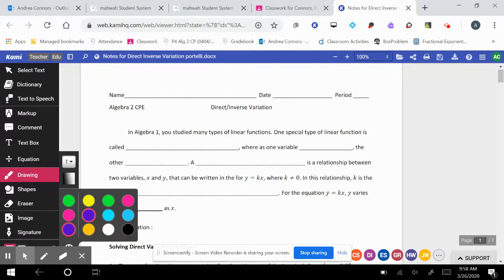So here are the notes. The answer key is also posted. I only have 5 minutes, I think, for each video or less. So if it stops at any point, I'll just do another video where I picked up. But this video is going to focus on direct variation.